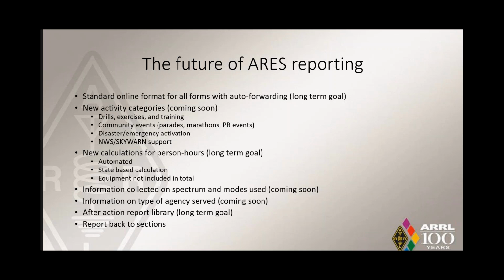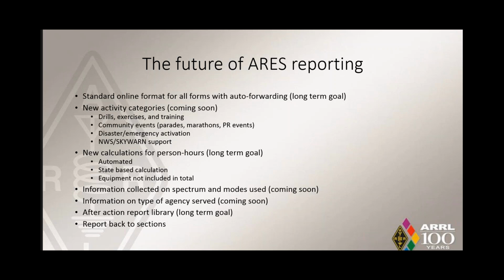The EC can log in and his report is already getting auto-populated based on the activity reports that are coming in, and at the end of the month, fill out the remaining details, hit submit, and it rolls on up the line to the SEC. And same for the SEC on up to headquarters. That's a long-term goal. We're going to change the categories a little bit, and they'll reflect on all 3 forms.